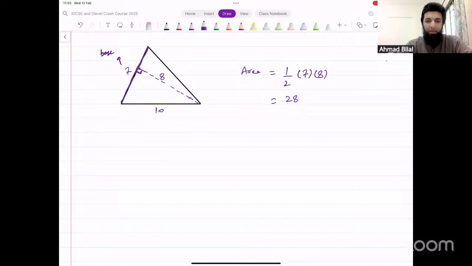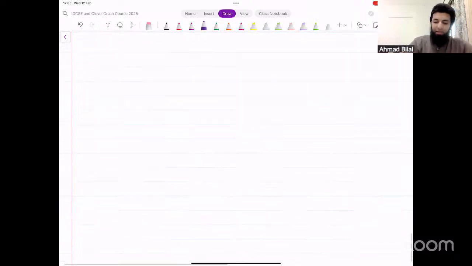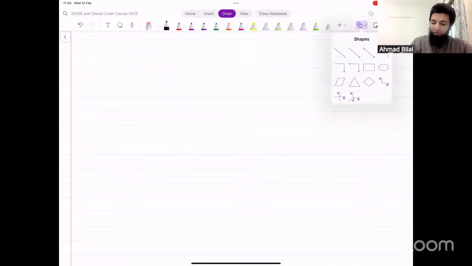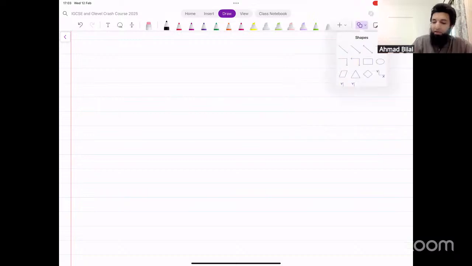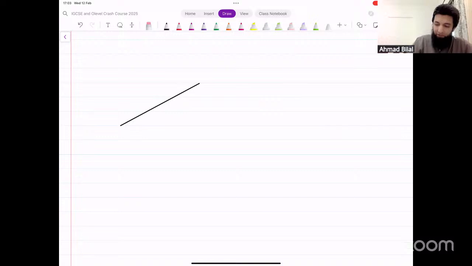Okay. Now, sometimes what can happen is the base of the height of the triangle can also be outside the triangle. Let me give an example of that. Let's say you have a triangle that looks like this. So we have this, and we have this, and the triangle looks something like this. Okay.